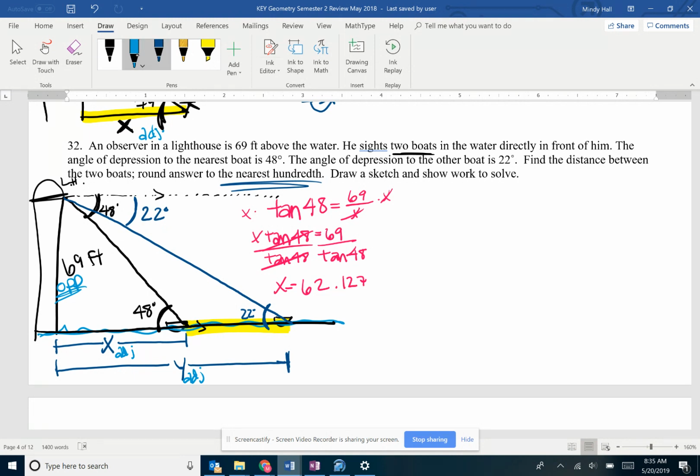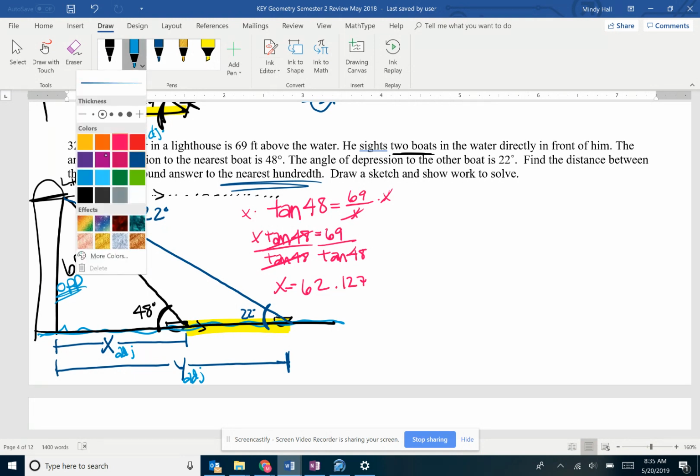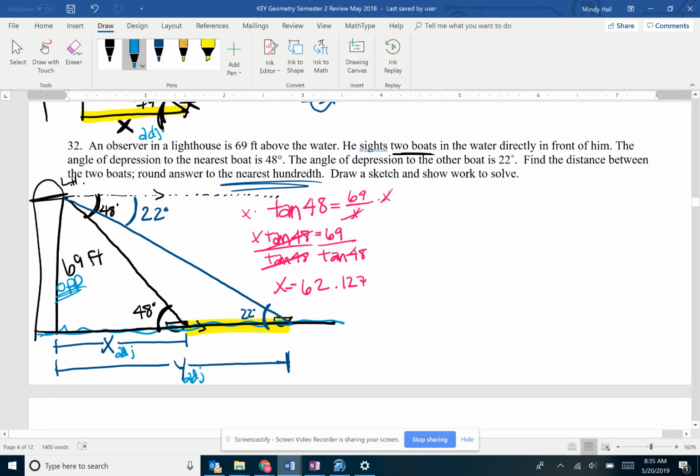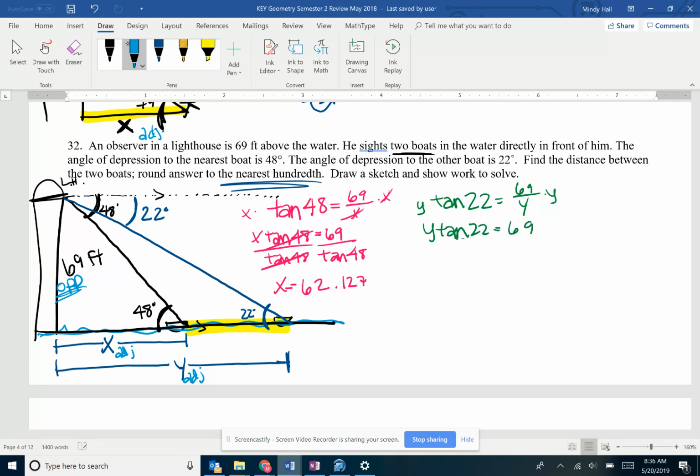And then for the second boat, we are going to do, let's do green, which I don't know why the pens aren't changing color, but it's fine. But it's the exact same setup, except it's tangent of 22 now equals opposite over adjacent y. And this is why I like to use different letters, because then I'm not confused on which one is which. But we multiply by y. So y times tangent 22 equals 69. And then we divide by tangent 22.